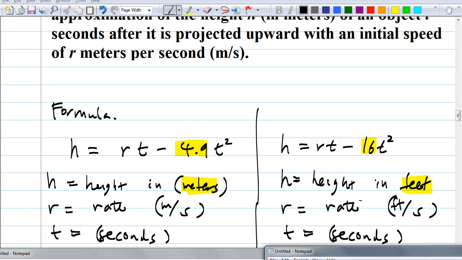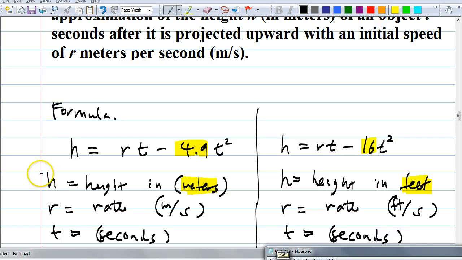So on your homework tonight, you're going to have to choose whether to use the first one or the second one. You use the first one when things are in meters, and the second one when things are in feet. That's all. Like I said, the formula will be given to you. They will give you both of these, and you just have to choose the right one. So it's a very simple formula. It tells you if you throw some object into the air with some speed, the height of this object, and how long it's going to go up in the air, and so forth.